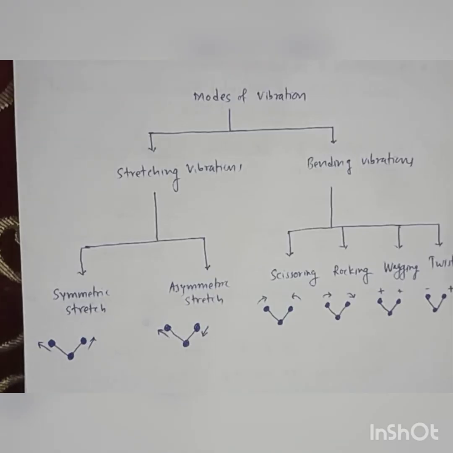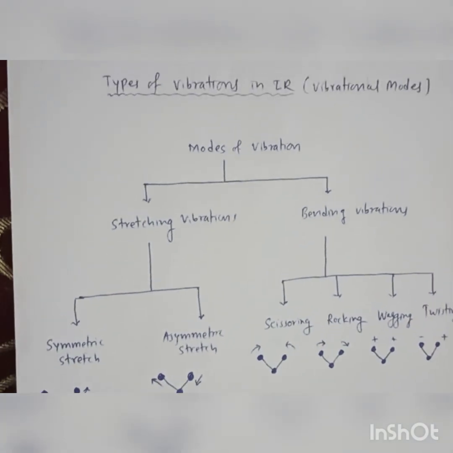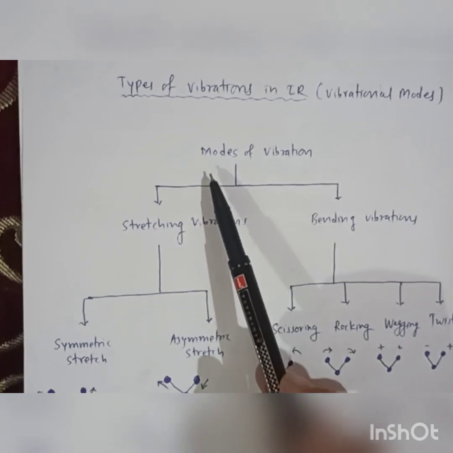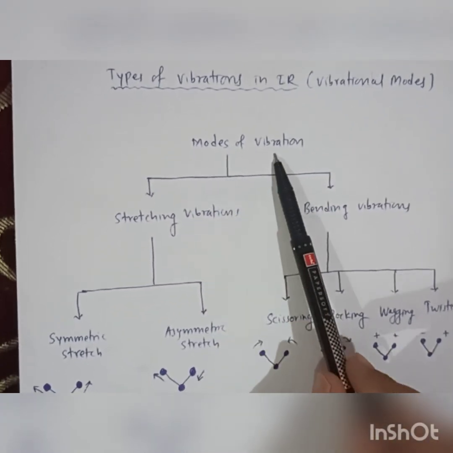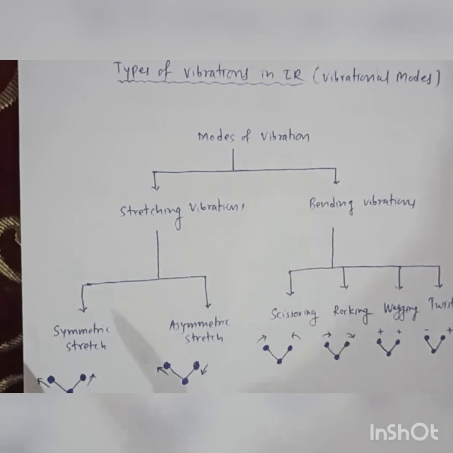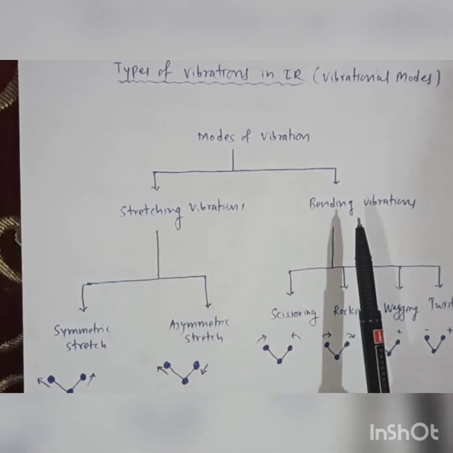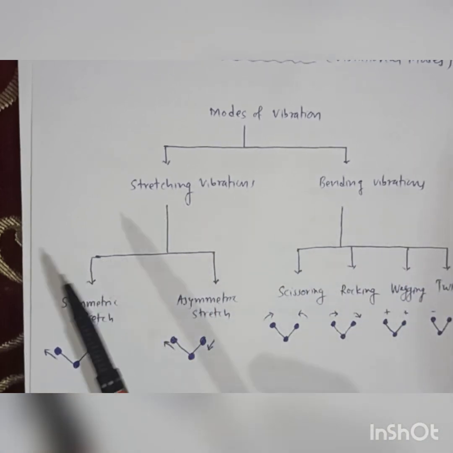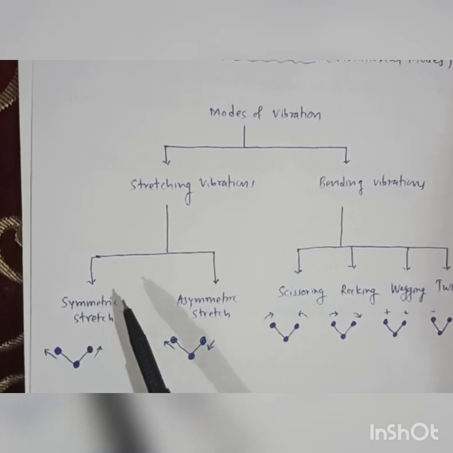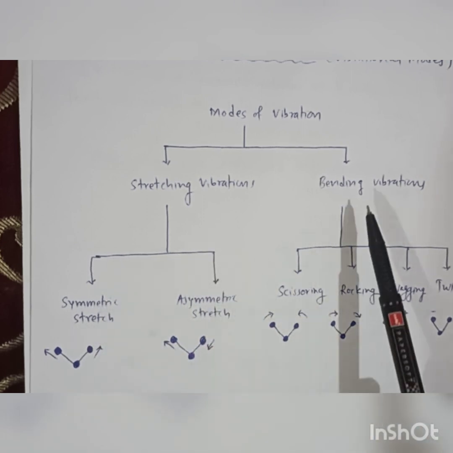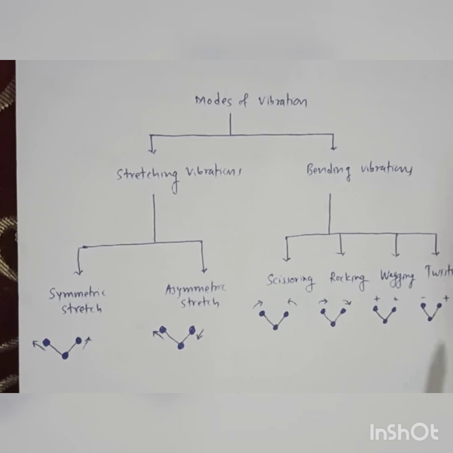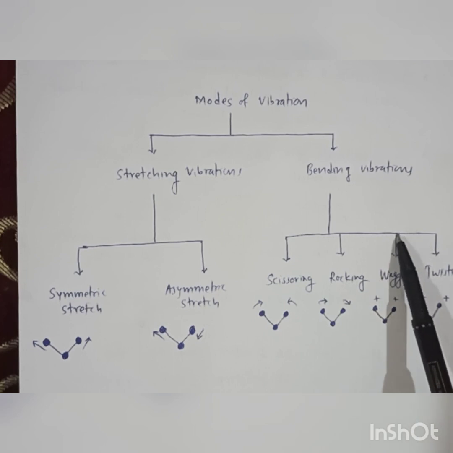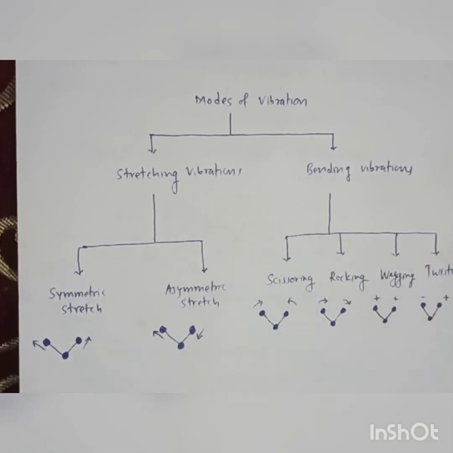Now we will see types of vibrations in IR, which are also called vibrational modes. Modes of vibrations are classified in two categories. One is stretching vibration, another is bending vibration. Stretching vibrations are also of two types: symmetric stretch and asymmetric stretch. And bending vibrations are classified into four types: scissoring, rocking, wagging and twisting. We will see one by one.